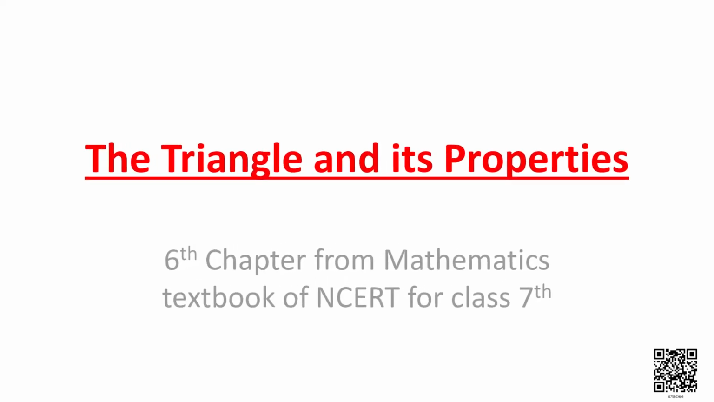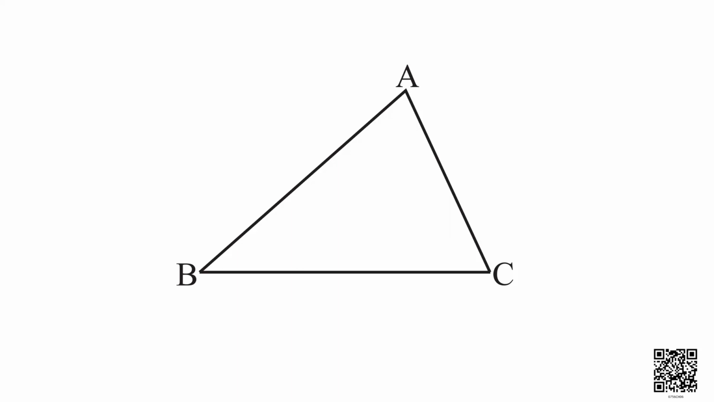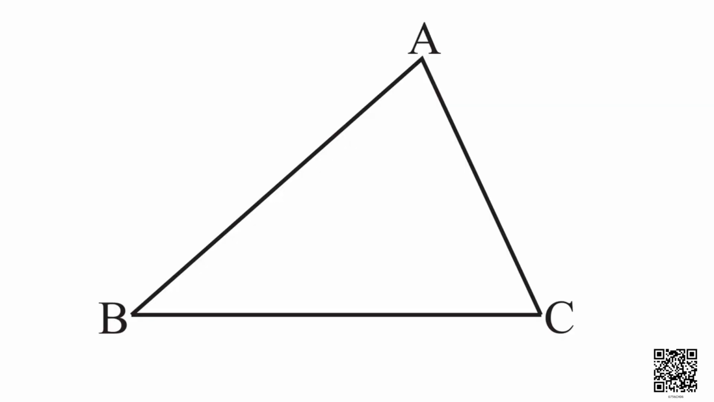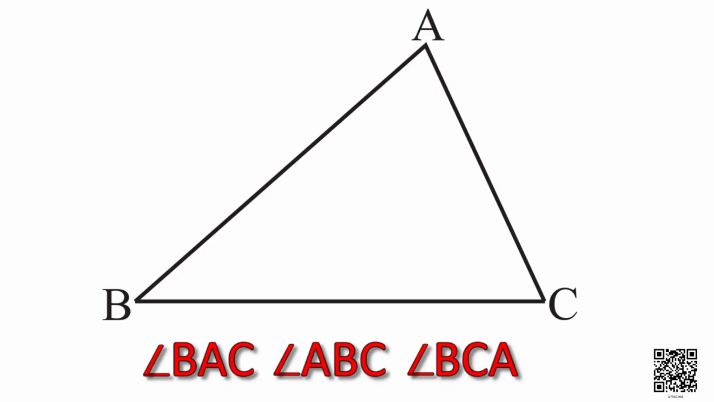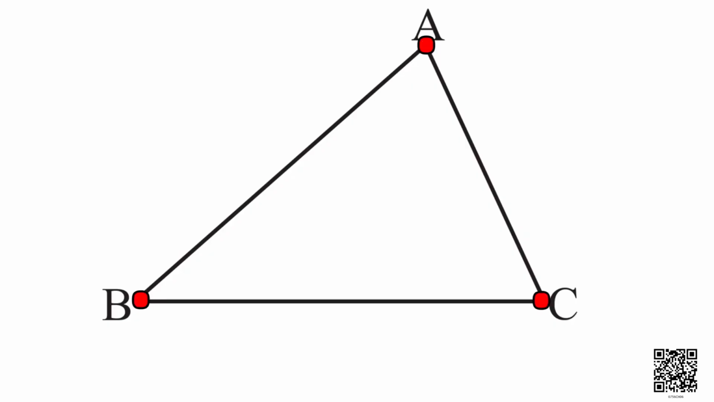NCERT for class 7th. And the name of the 6th chapter is the triangle and its properties. So students, a triangle, you might have seen, is a simple closed curve made of 3 line segments. It has 3 vertices, 3 sides and 3 angles. Now here is a triangle ABC. It has sides AB, BC, CA and angles BAC, ABC and angle BCA with vertices A, B and C.